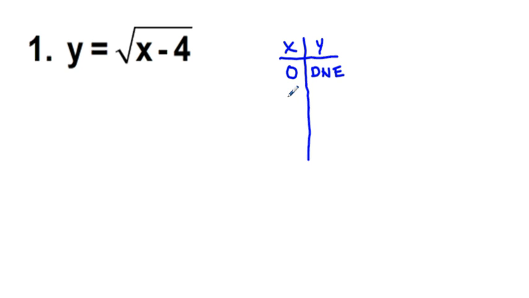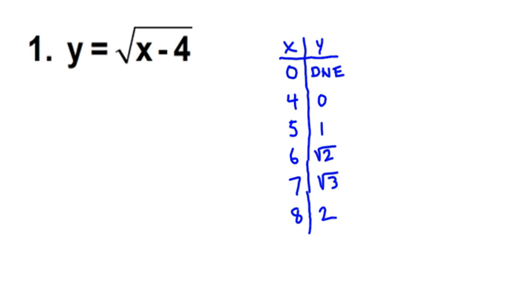But if we input 4, we get the square root of quantity 4 minus 4, which is the square root of 0, which is 0. So that's where the function starts to exist, at x equals 4. If we plug in 5, we have 5 minus 4, which is the square root of 1, which is 1. If we plug in 6, we get the square root of 6 minus 4, which is the square root of 2, about 1.41. Then if we plug in 7, we get 7 minus 4, the square root of 3. And if we plug in 8, we get the square root of quantity 8 minus 4, which is the square root of 4, which is 2.